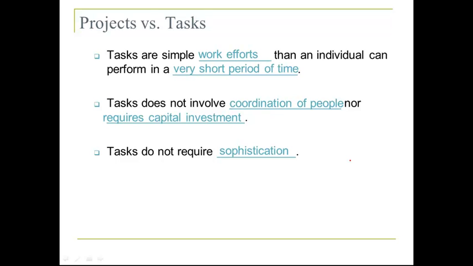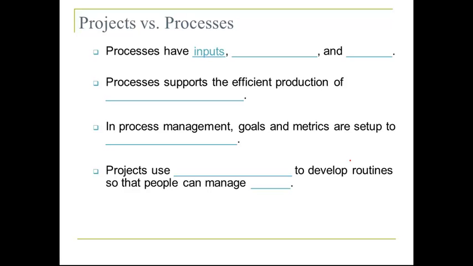Now, let's compare project versus processes. Processes have inputs, transformations, and outputs. If you're looking at a manufacturing process, for example, drilling, you start with a part, you go through the process of drilling, now you're going to have a transformation of your part, and you're going to have a different output, which is this part with the hole. Okay, so that's a very simple example of a process.